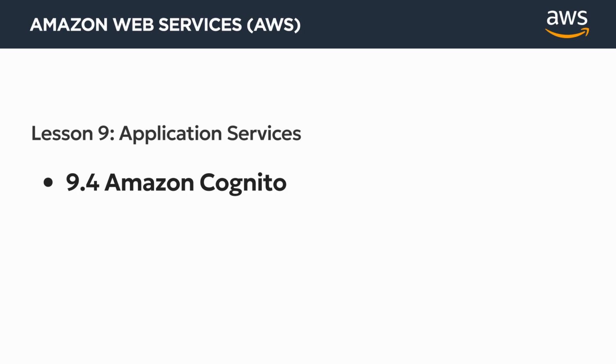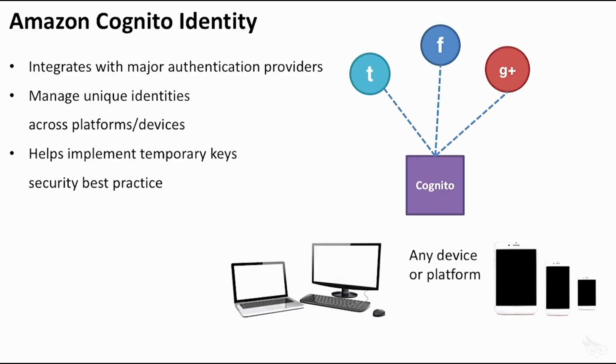Now let's talk about Amazon Cognito. Amazon Cognito is a fairly rich service in itself, in that it does a number of really useful things, especially in regards to mobile applications. One of the great things that Amazon Cognito does is help us with identity. By integrating with major authentication providers like Twitter, Facebook, Google, and a number of others, it allows us to implement single sign-on, or log in with Facebook, log in with Twitter, on any device or any platform.